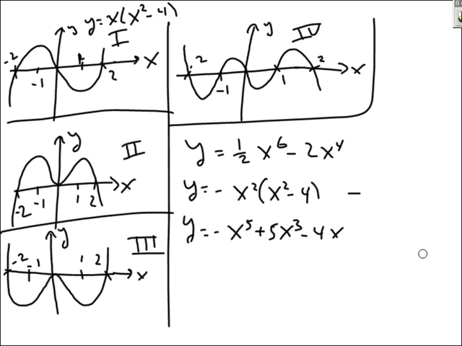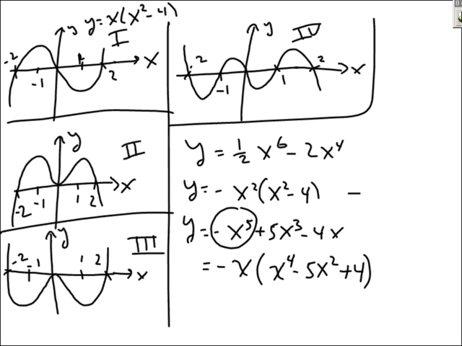Okay. Now let's deal with the next equation. I can factor an x out. In fact, I'm going to factor out a negative x because I want the largest term to be positive x to some power. So I get x to the 4th minus 5x squared plus 4. Now, you need to think of this as a quadratic. Think of what's in the brackets as a quadratic equation in x squared.